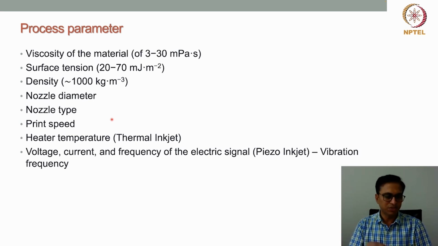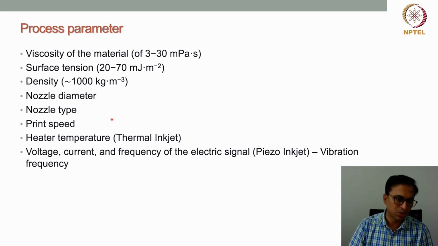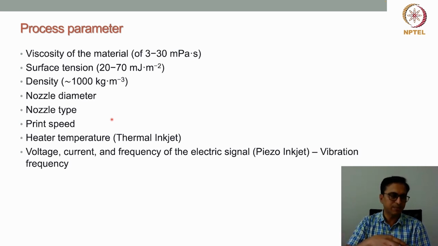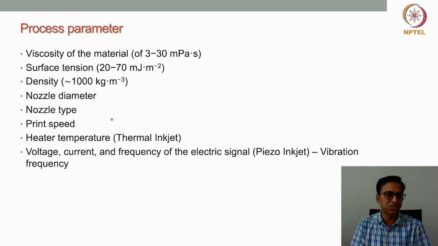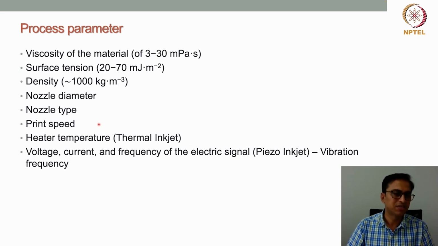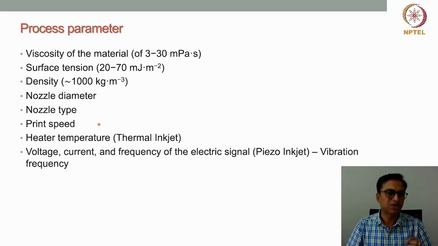The other case: suppose your print speed is very high and your ejection rate is slow. Then your printer is moving very fast, but the droplets are not coming at that speed. So the droplets will be sparsely arranged on the printing stage. In both cases, you will not get the ideal design structure that you want to make. So these two, ejection rate and print speed, should be very well matched to get a proper structure, pattern, or geometry.